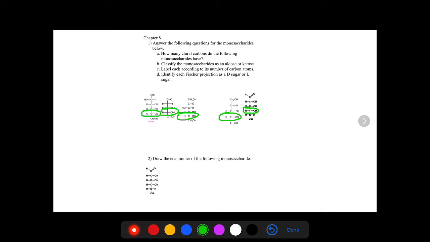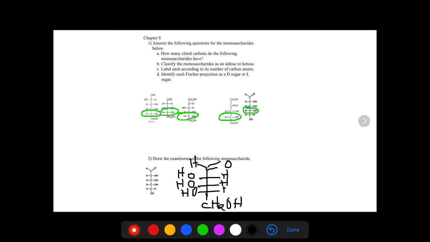Okay, and then on number 2, we need to draw the enantiomer of the following monosaccharide. So remember, it's just the mirror image. So we're going to redraw this here, and we're going to put the OHs on the other side. 1, 2, 3. Okay, so we have our CH2OH at the bottom. And since all the OHs are on the right side for the picture they've given, we're going to put the OHs on the left side here. So this would be an L sugar that we're drawing right now.